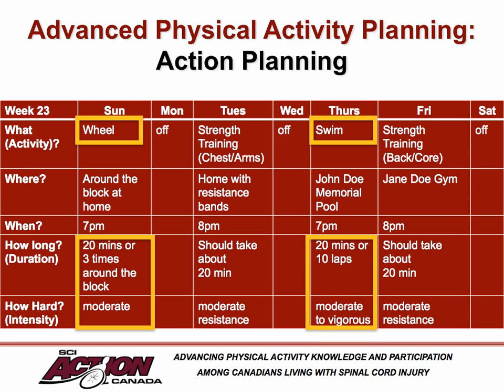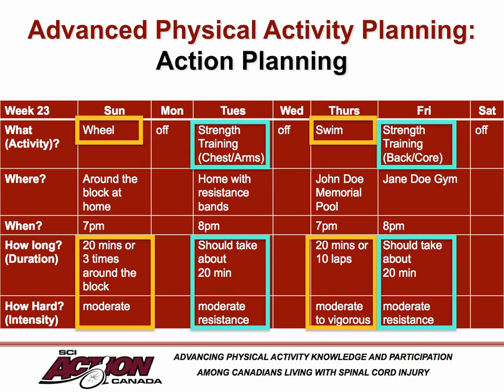Note that this individual included 2 days of moderate to vigorous aerobic activity, that is, wheeling on Sunday and swimming on Thursday. On each of these days, he is going to do these activities for at least 20 minutes. This coincides with the aerobic recommendations in the physical activity guidelines.